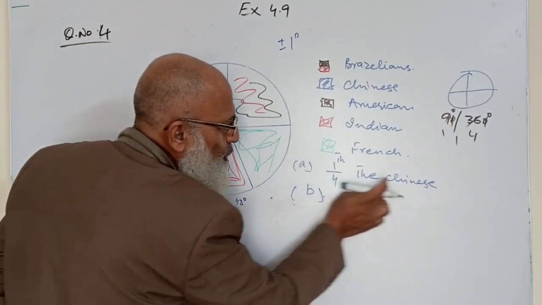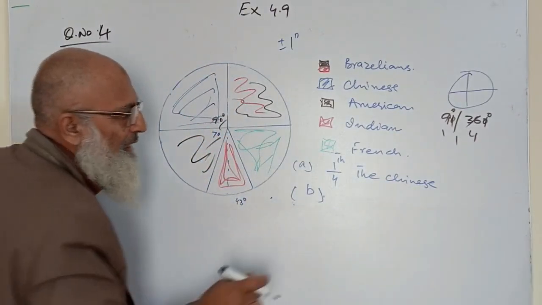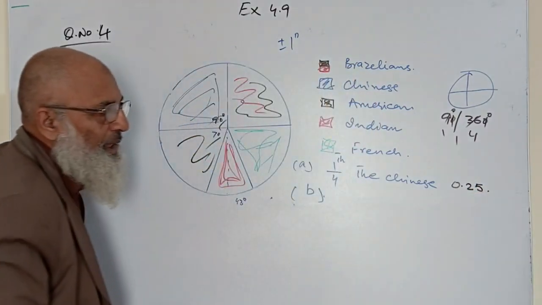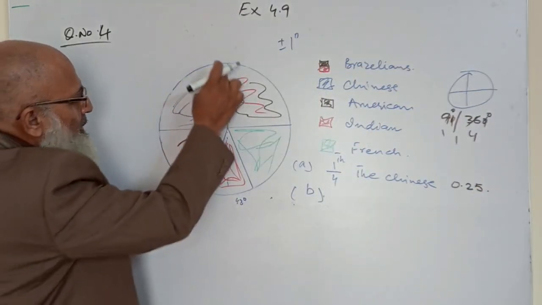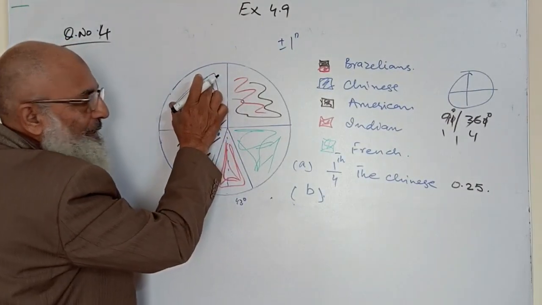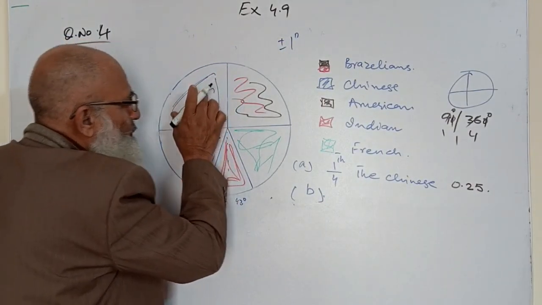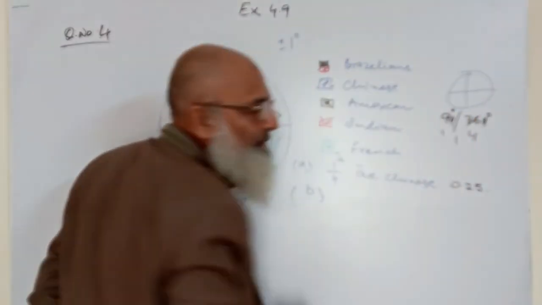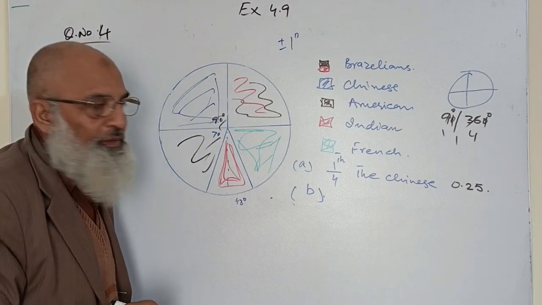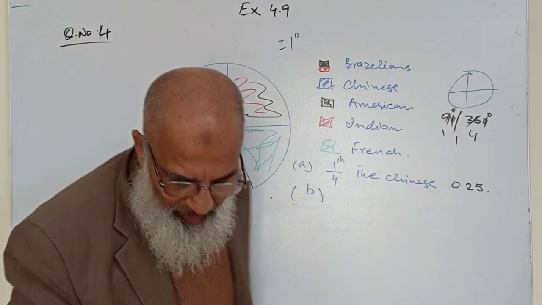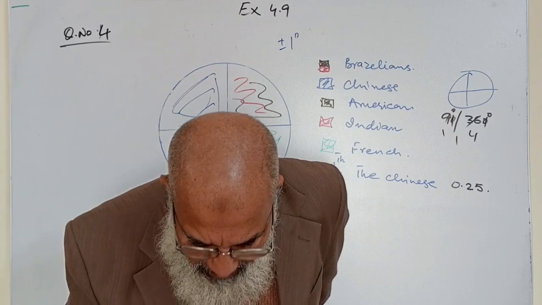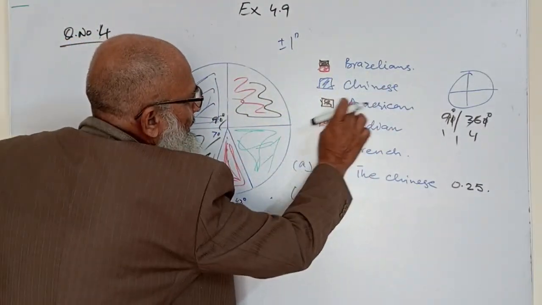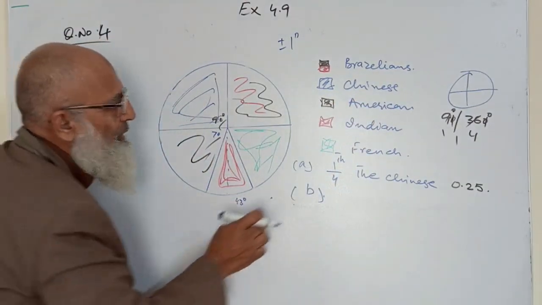When it is 1/4 the Chinese students, that means the ratio is 0.25. It is 0.25 because it is 90 degrees and 90 degrees is 1/4 of the total circle, as it is described here. Part B of the same question: what percentage of the students are Indian? Let me find the Indian students first.